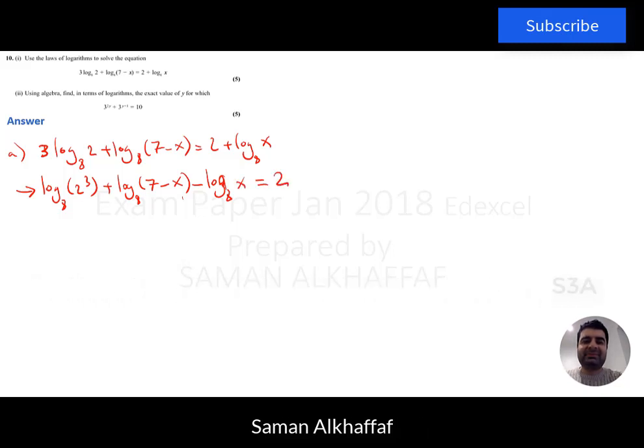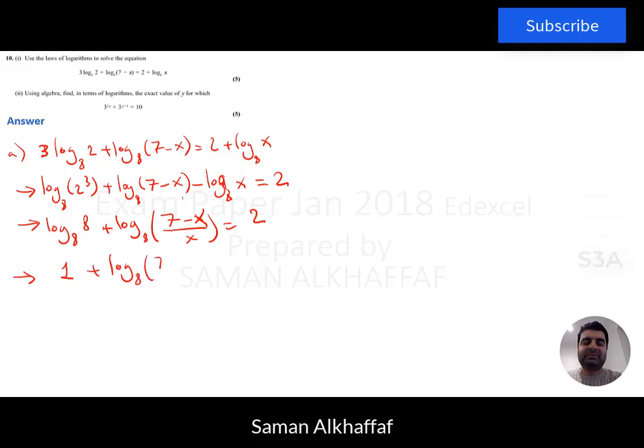So now we can see that we can simplify some of these logs on the left hand side. That will give us log_8 of 8, and also we have log_8 of (7 minus x) over x. So we can put this all in brackets because they are being subtracted, so they can be divided by each other, equals 2. And we know that log_8 of 8 is equivalent to 1, plus log_8 of (7 minus x) over x equals 2.